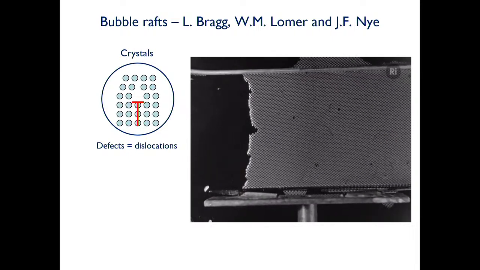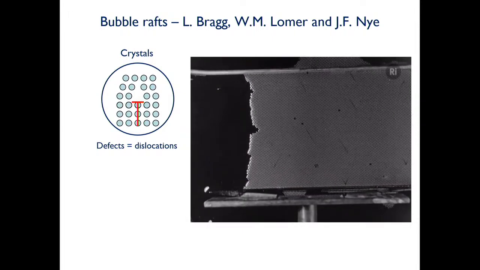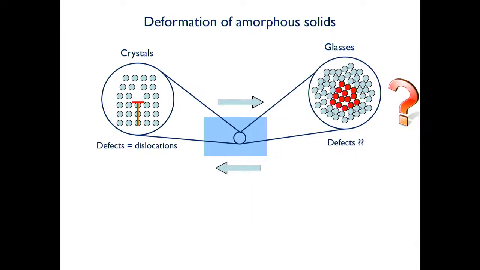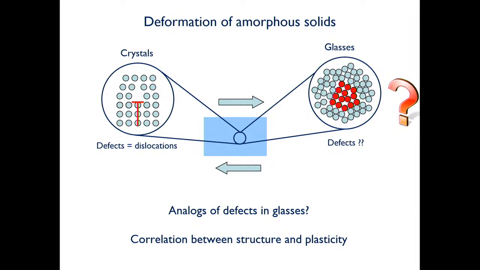we would like to ask whether one can extend this picture of defect motion and dislocation motion to amorphous systems, and it's going to be difficult because in ordered systems you have a regular lattice with respect to which one can identify the defects. But in the case of amorphous systems, there is no underlying lattice. So the question is, how do we extend this notion of defects to glasses? Can we identify defects in these systems by looking at the structure? That is the question we want to answer. So the two main questions I'm going to delve into are: what are the analogs of defects in glasses, and is there a correlation between structure and plasticity in these systems?